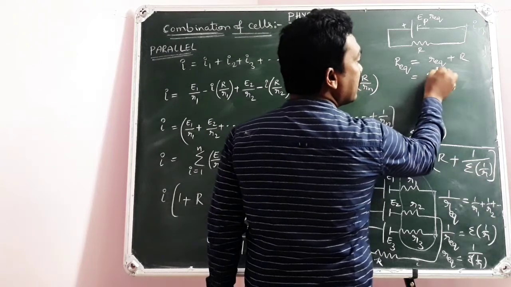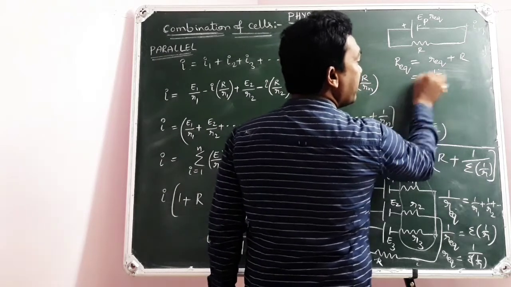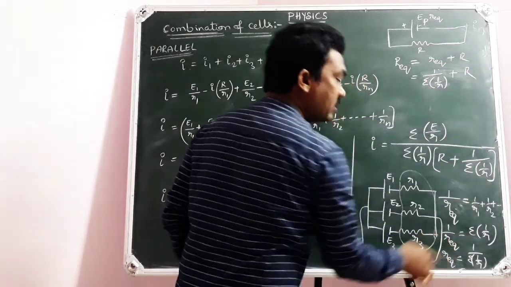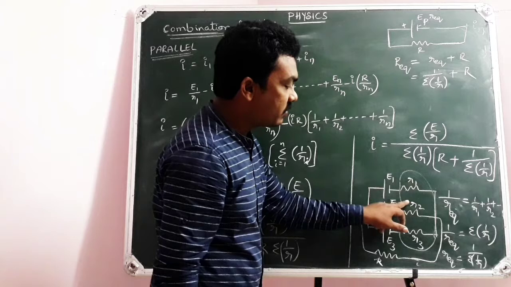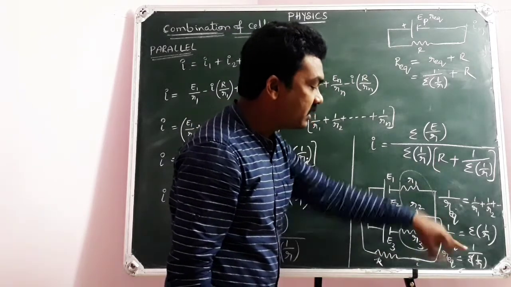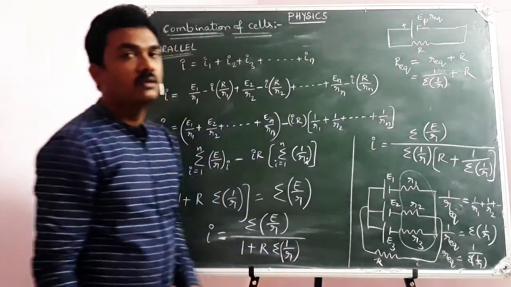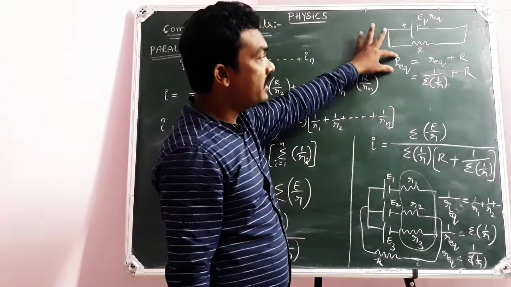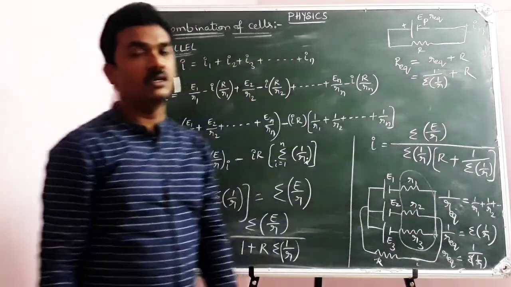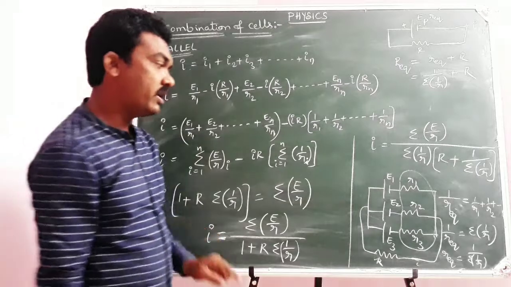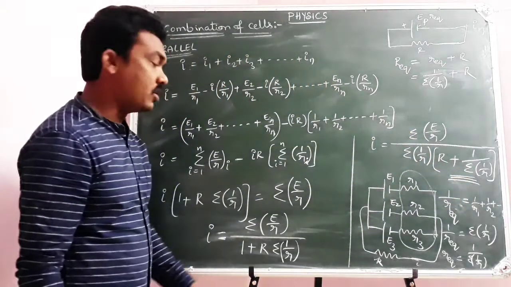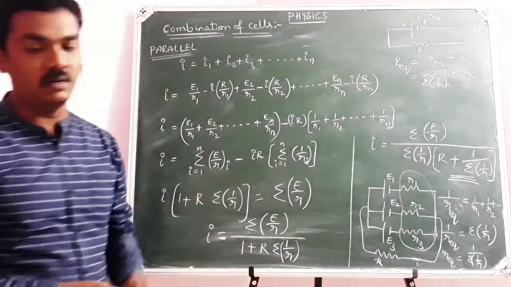R equivalent is 1 by sigma of 1 by R, plus R. Here you have seen 1 by R equivalent equal to 1 by R1 plus 1 by R2 plus 1 by R3 and so on, so that R equivalent equal to 1 by sigma of 1 by R. So finally the circuit resistance will be total equivalent internal resistance plus external resistance. That is the reason why, in the mathematical equation, there is a need to take sigma of 1 by R common, which is very important.